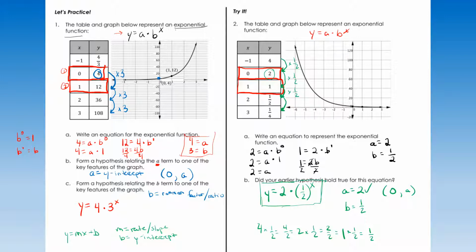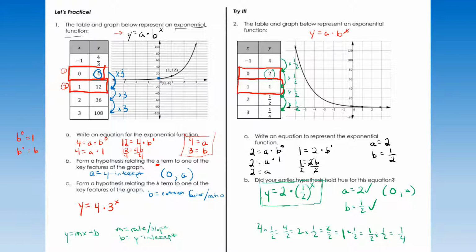That b term that I found is what I'm multiplying by to change my y value. Let's do it one more time. 1/2 times 1/2. Well, that is, in fact, 1/4. So we can see that both the a term and the b term worked. A is the y-intercept for our exponential equation, and b is the common ratio, or how I'm multiplying the y term each time I move along the x-axis.